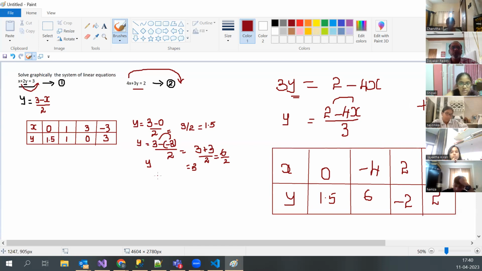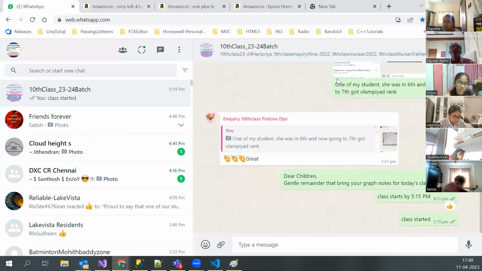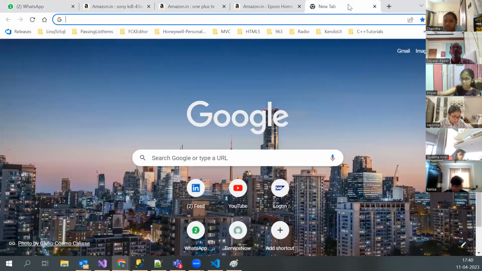Some people will take only 3 values. Some people will take 2 values also. But if you take more values, the graph will be very clear. That's the reason I took a minimum of 4 values. Now, open your graph. How will you plot 1.5? I'll tell you. Each scale you need to write. Scale is nothing but 1 unit equal to 1 centimeter, right?